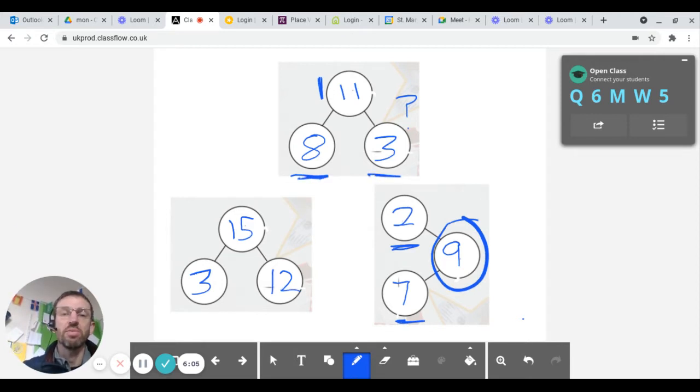So that's a part-whole model where you've got the parts. This is a part, this is a part, and then you've got the whole. What does it total up? So we're going to be looking at those a little bit today as well.